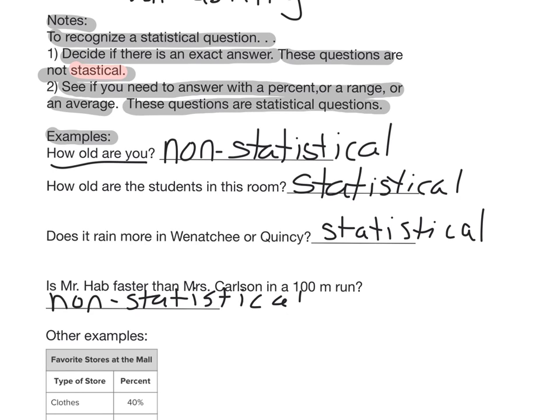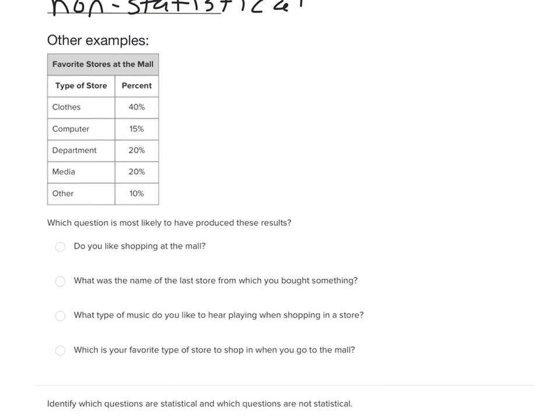All right, so other examples. Don't put these in your notes. Favorite stores at the mall. We've got types of stores and then a percent. There are the types of stores, and there's the percent of, I'm assuming, people that have those as their favorite. The question is, which question is most likely to have produced these results? Notice that it says which question, so only one of these is a correct answer.